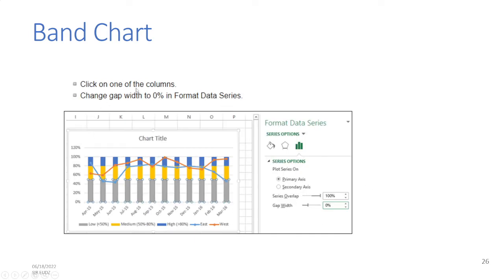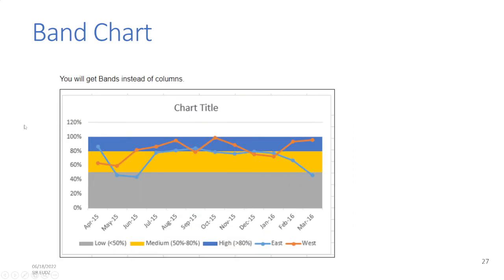Click on one of the columns. Change gap width to 0 in format data series. So on the column series, we change the series overlap and gap width to 0. And you will get bands instead of columns.